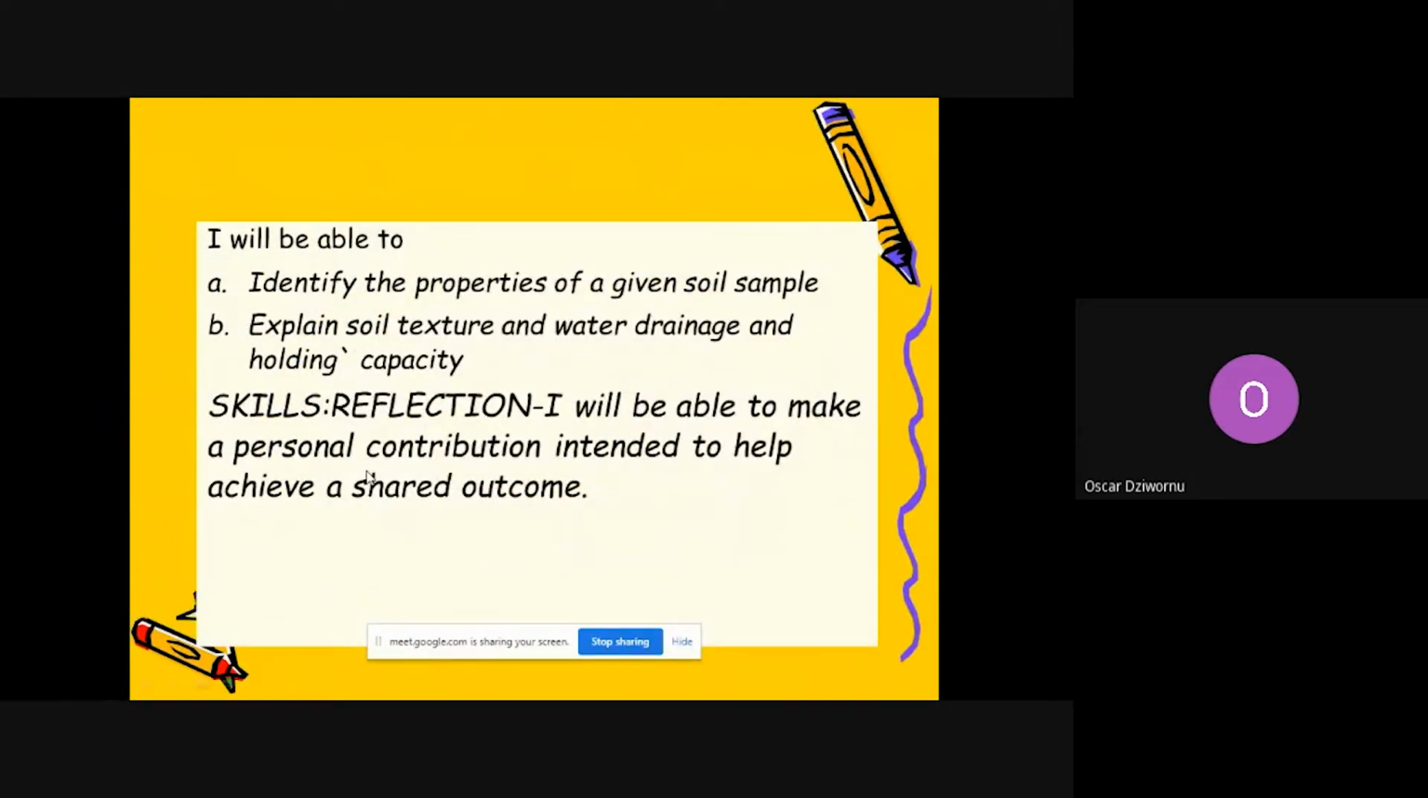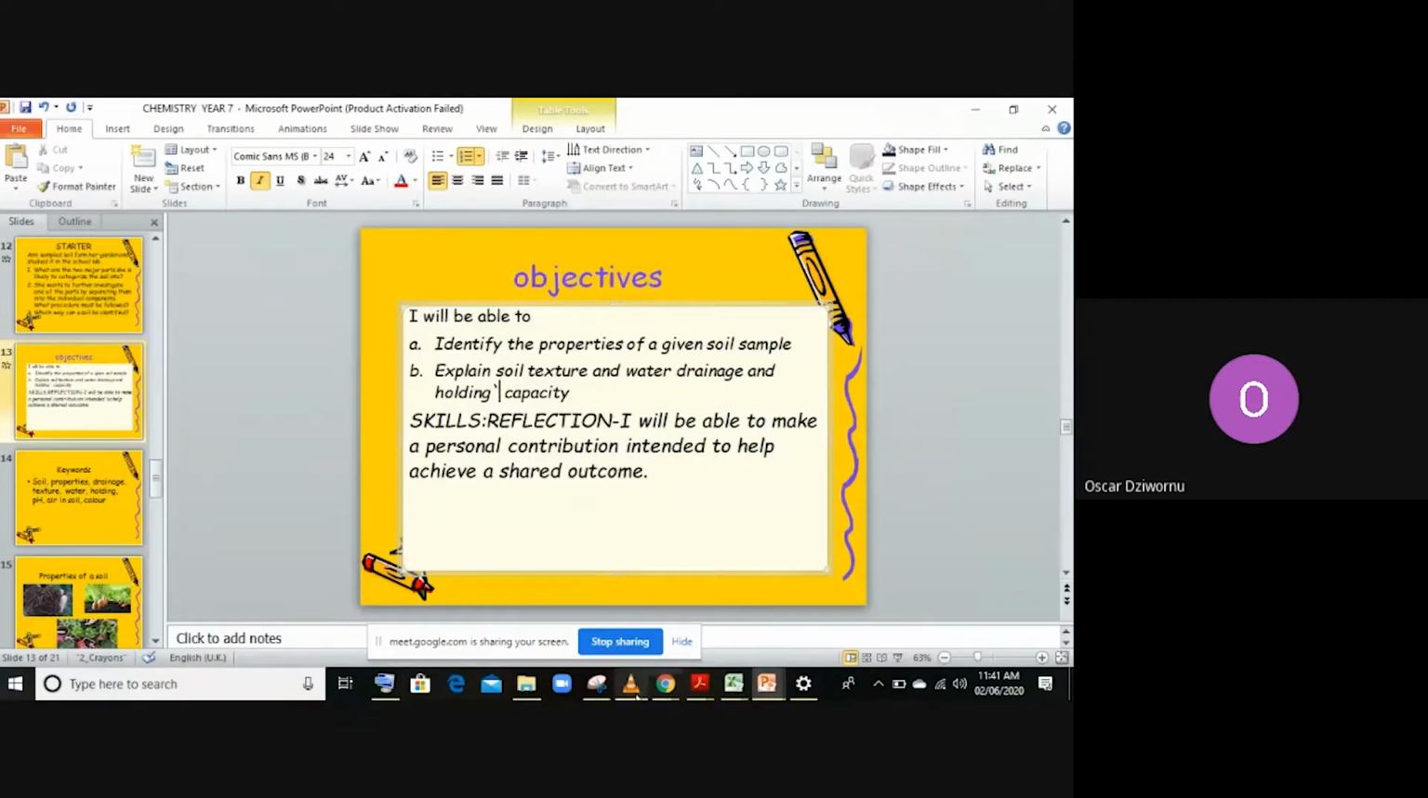So we should be able to identify the properties of a given soil sample, and explain soil texture and water drainage and holding capacity, at the end of the day. Now, this is very, very important. Why do we have to study the properties of a given soil?